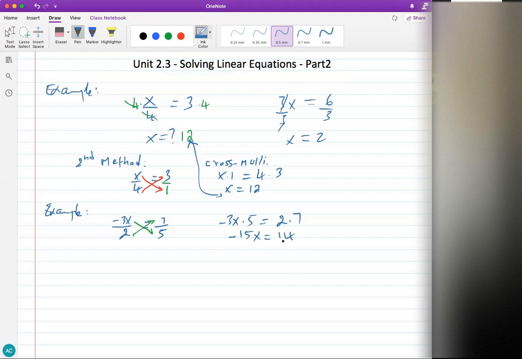equals 14. And one last step to get the x by itself. What do we do with the negative 15? It's multiplying the x to equal 14, so we want to cancel the negative 15. We have a multiplication here. What is the operation to cancel it? Similar to before.